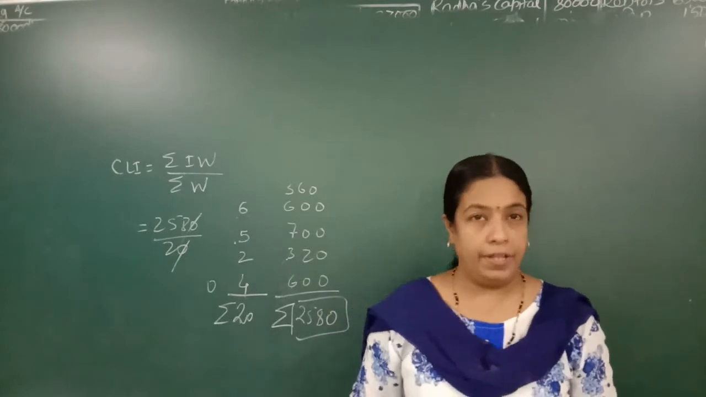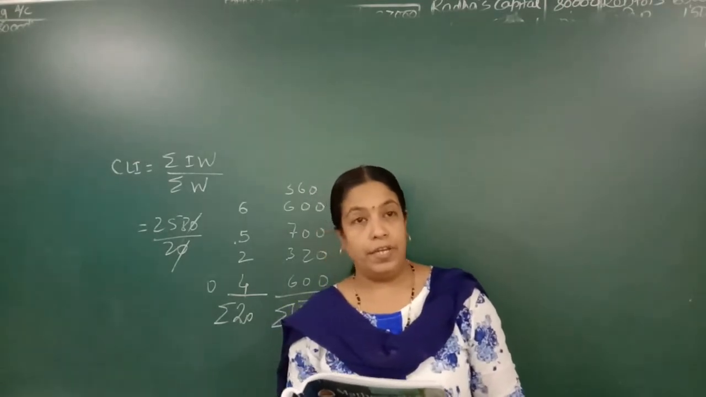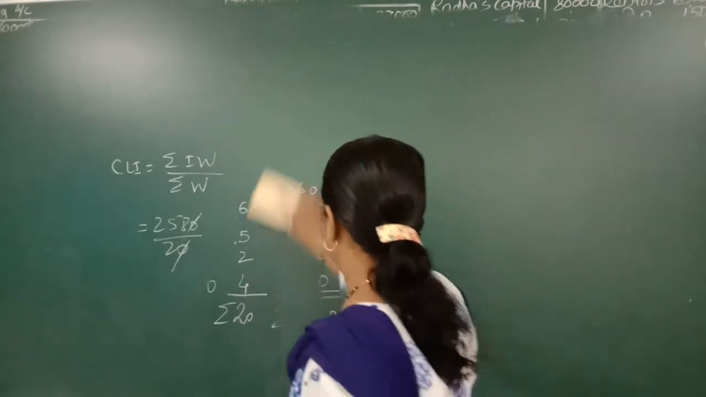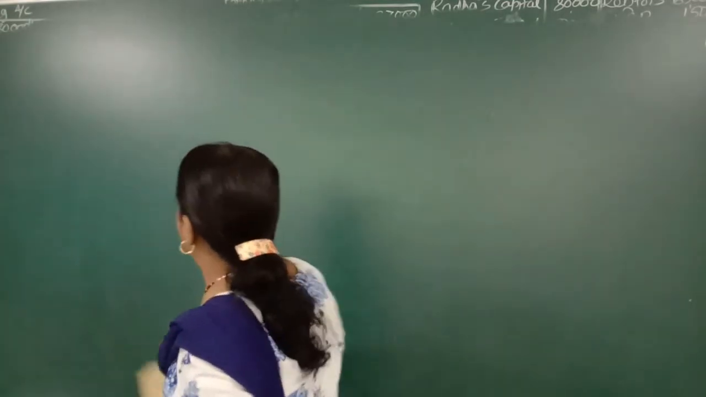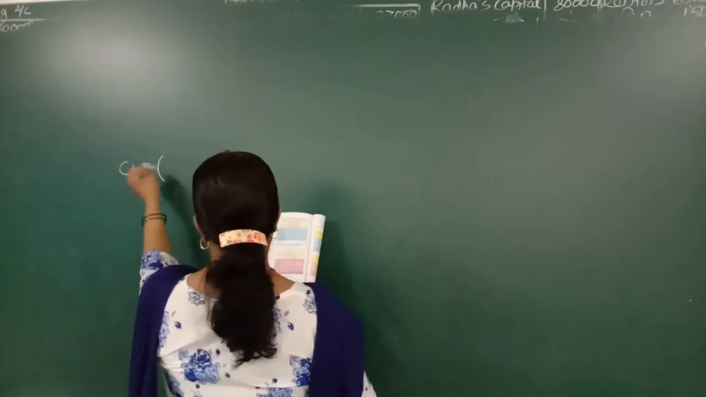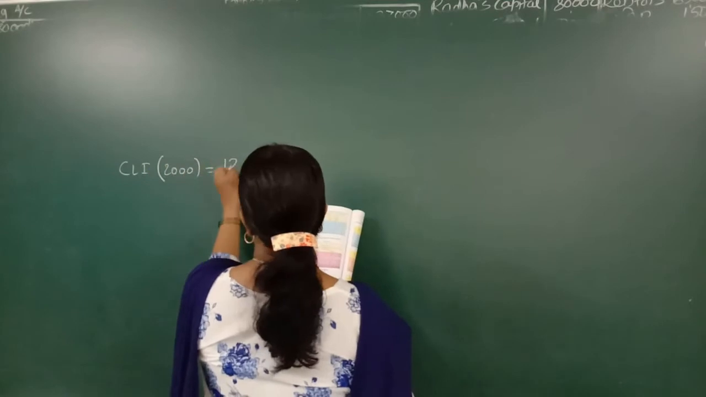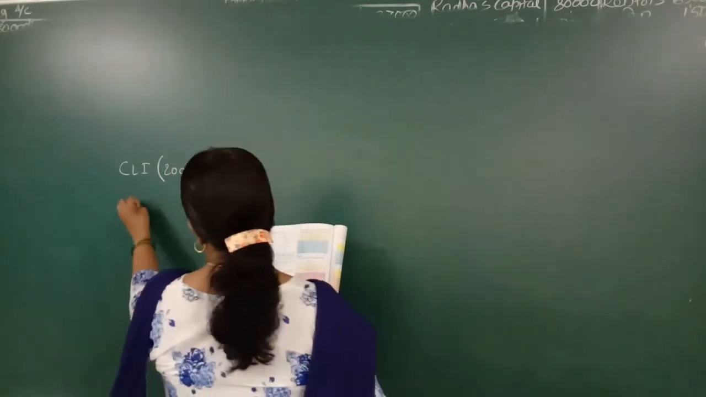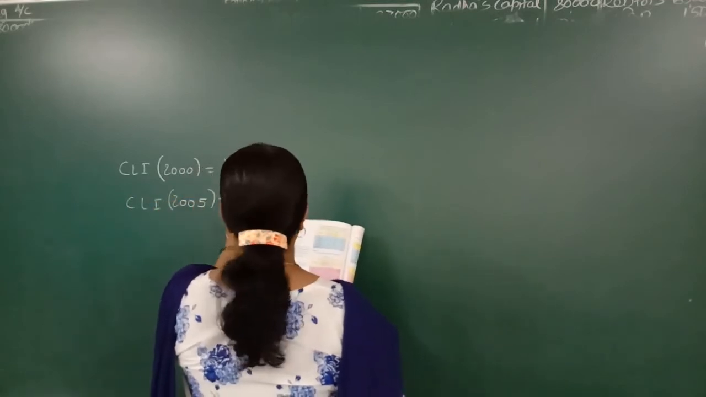Now, I will just read the question. Cost of living index numbers for the years 2000 and 2005 are given to be. Now, see, cost of living index number CLI for the year 2000 is given to be 120, already calculated. Cost of living index number for the year 2005 is given to be 200.